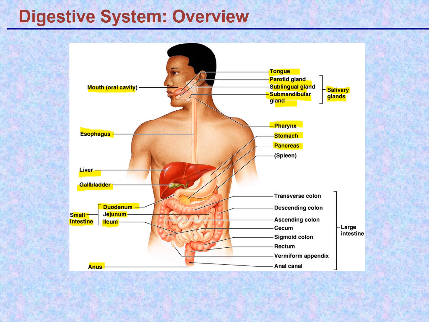The large intestine includes all of these sections, all of which you should know. So everything except the one thing on this graph that's not part of the digestive system. That doesn't mean you don't have to know it, but it's not part of the digestive system, the spleen. So all of these organs, going from top to bottom, we'll discuss them in the next few slides.